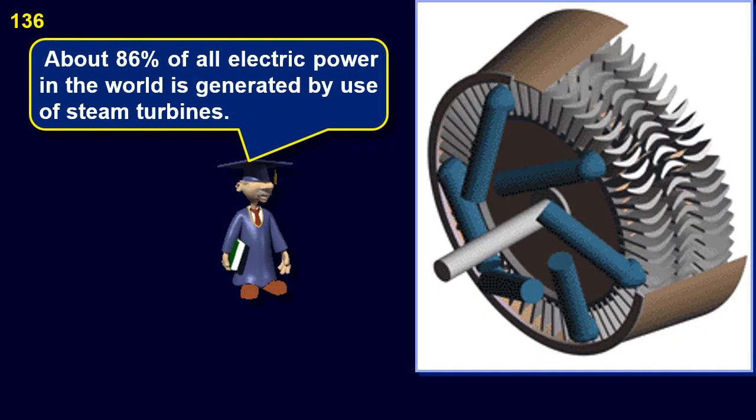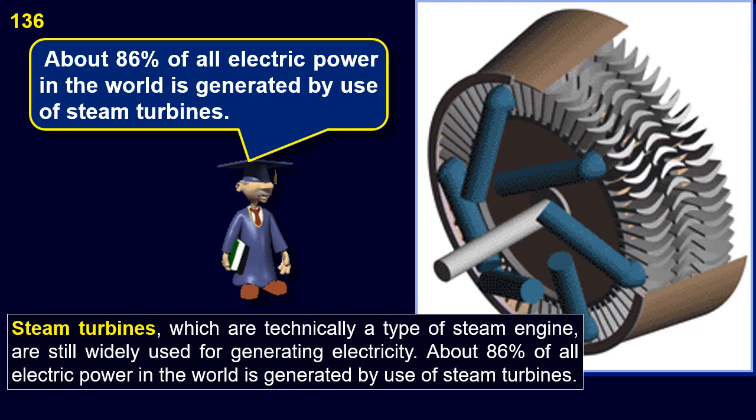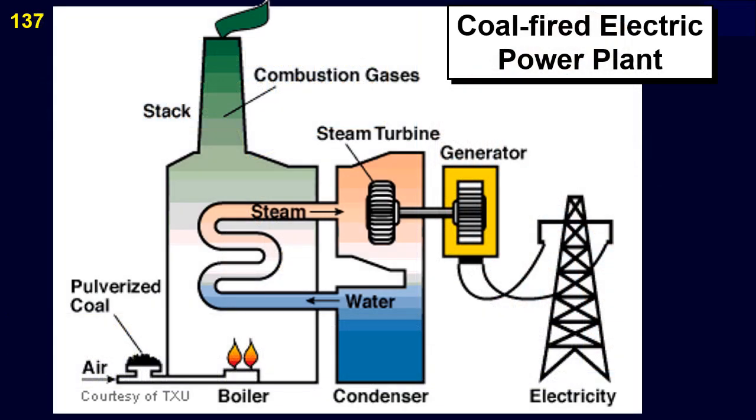Steam turbines, which are technically a type of steam engine, are still widely used for generating electricity. About 86% of all electric power in the world is generated by use of steam turbines. This is a diagram of a coal-fired electric power plant.